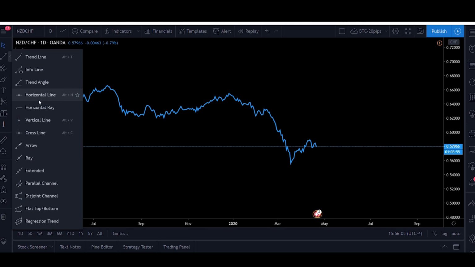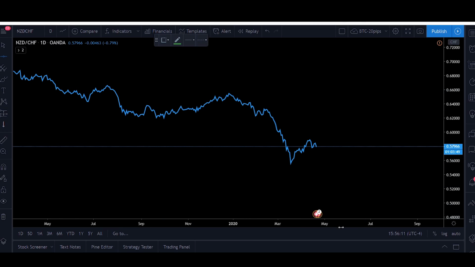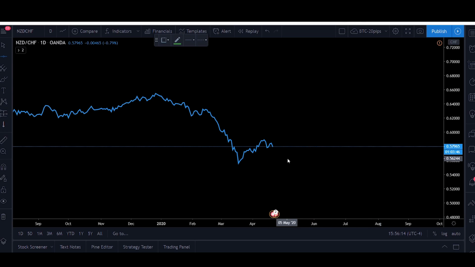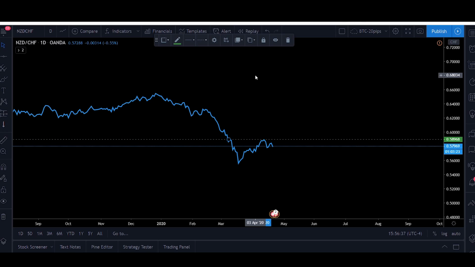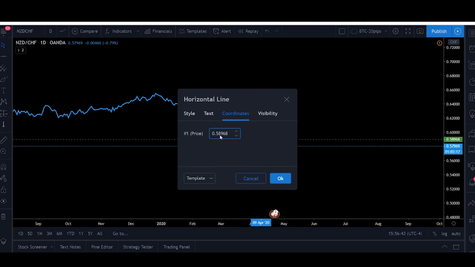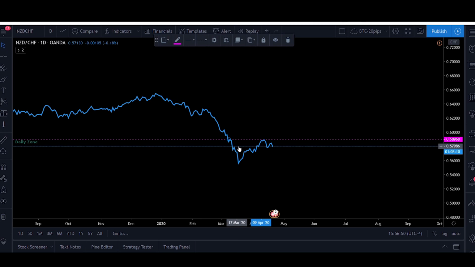So what you're going to do is you're going to go right here where it says horizontal line, right? So you're going to click on that. You are going to go to the most recent high. So as you guys can see right here, this is where the market currently is, okay? So what do you see? Right here, that's the most recent high, right? Put a line there. What I normally do is I color coordinate my lines so I'll know which line is which. So I'll go to the settings and then template, and then I'll click daily zone, and that will let me know that that pink line is a zone for the daily time frame.